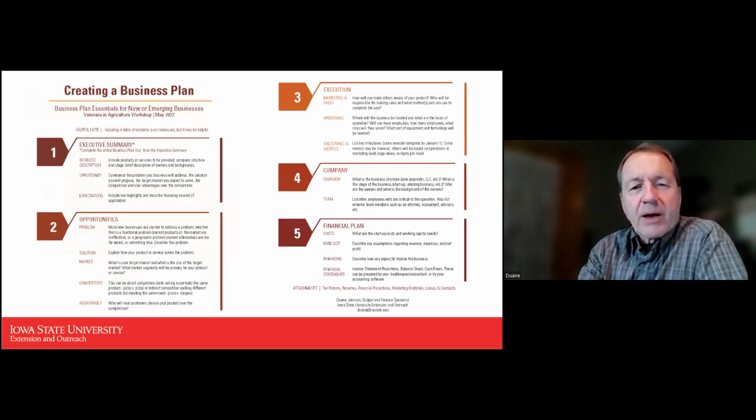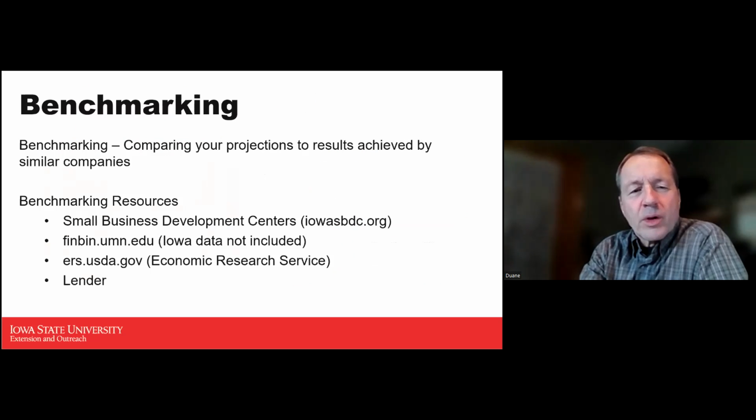This is the business plan outline, and we are going to make this available after the presentation today. I won't spend a lot of time looking at that right now because it's hard to read, but we will have that. And then to talk just a little bit about benchmarking.